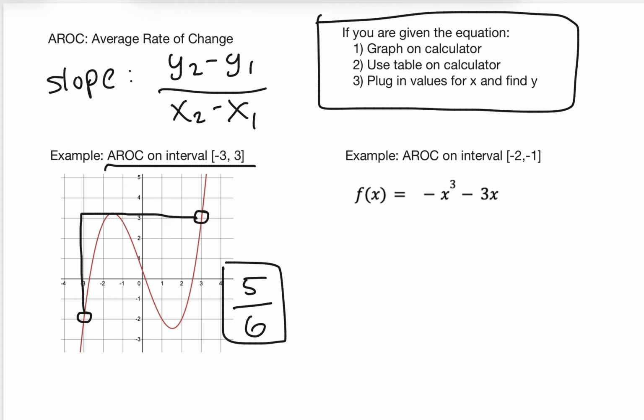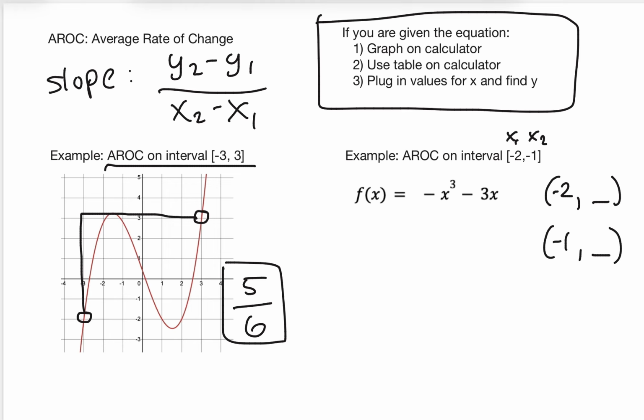Okay, now let's look at what we do if we have an equation. So for this equation, I have -x to the third minus 3x on the interval -2 to -1. So all I'm doing is the same thing as what we did over on the left, except I'm thinking about, okay, I'm trying to find the slope between 2 points. I don't have a visual though, but I do know this is my x1 and this is my x2. So I'm going to put -2 and -1. We're trying to find the y coordinates. That's where we need to start. We need to find the y coordinates of each of these points.